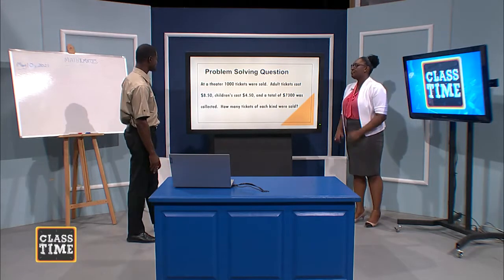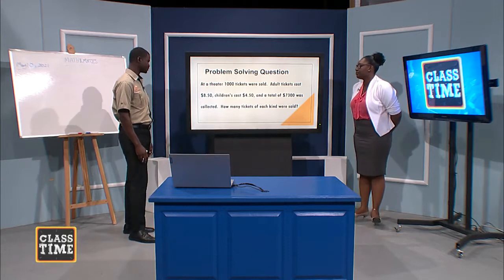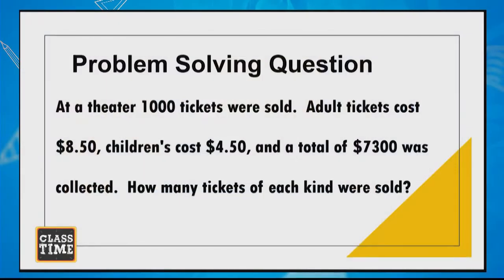So at a theater, 1,000 tickets were sold, right? Now, adult tickets cost $8.50. Children's tickets cost $4.50. And a total of $7,300 was collected. How many tickets of each kind were sold?